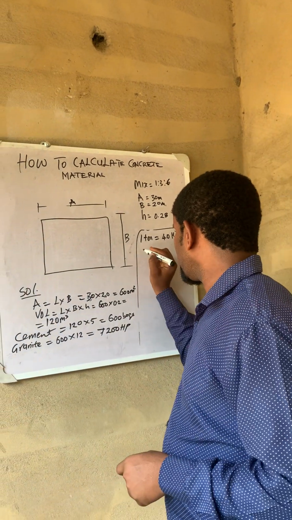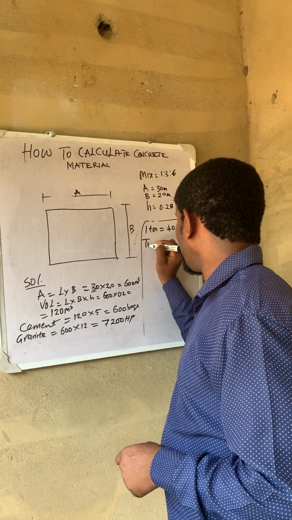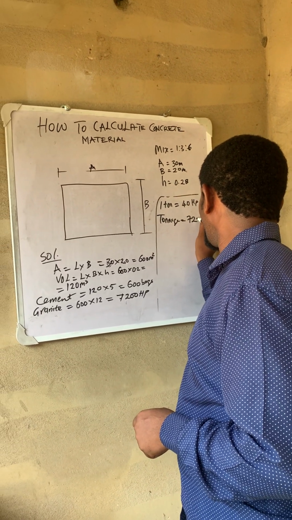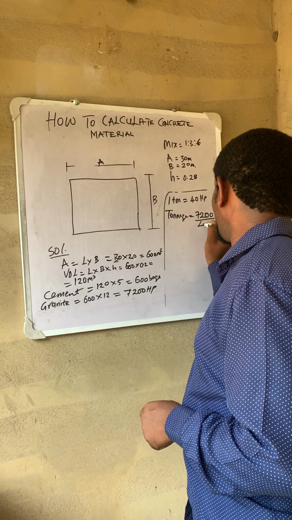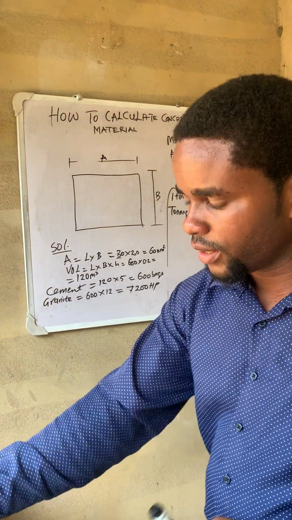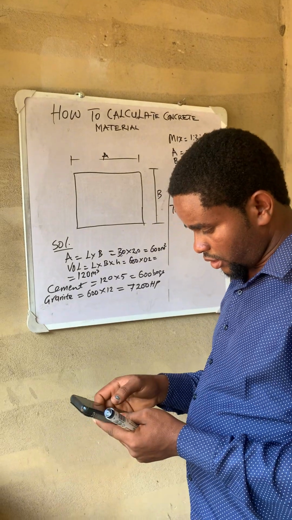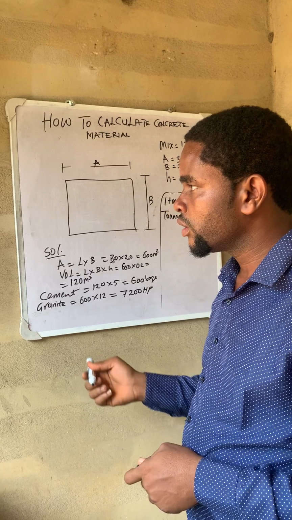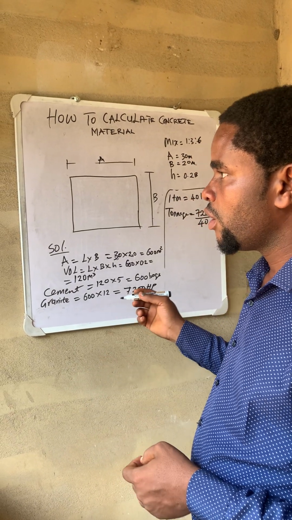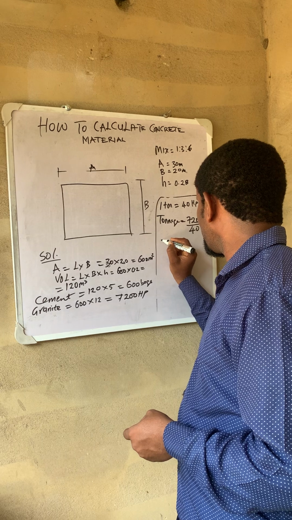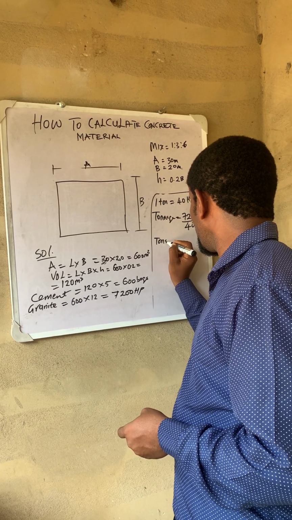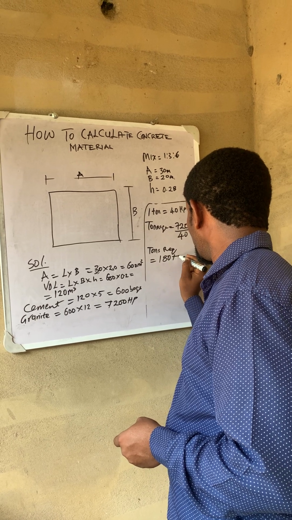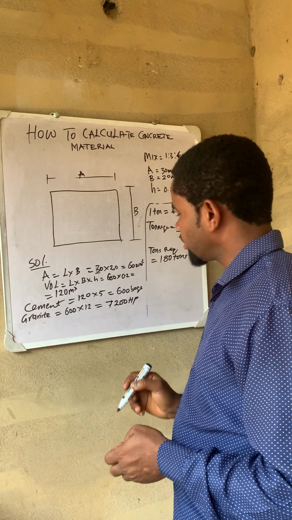So now the tons required will be 7,200 divided by 40. Let's calculate. We have 180 tons. So the tons required is equal to 180 tons of granite.